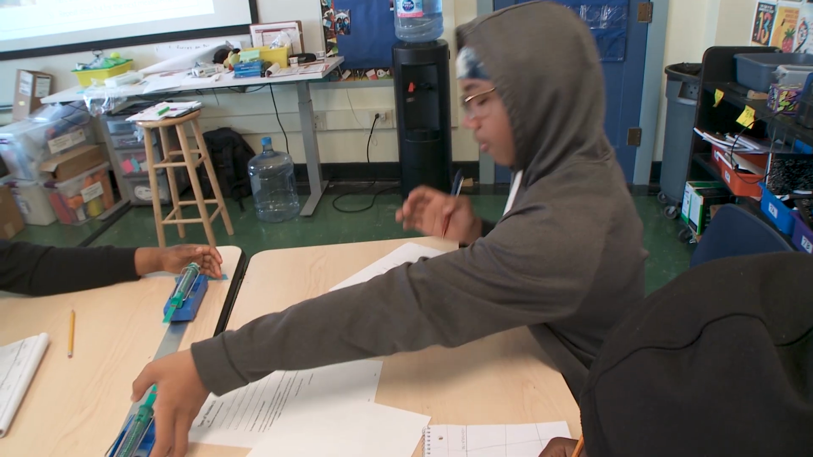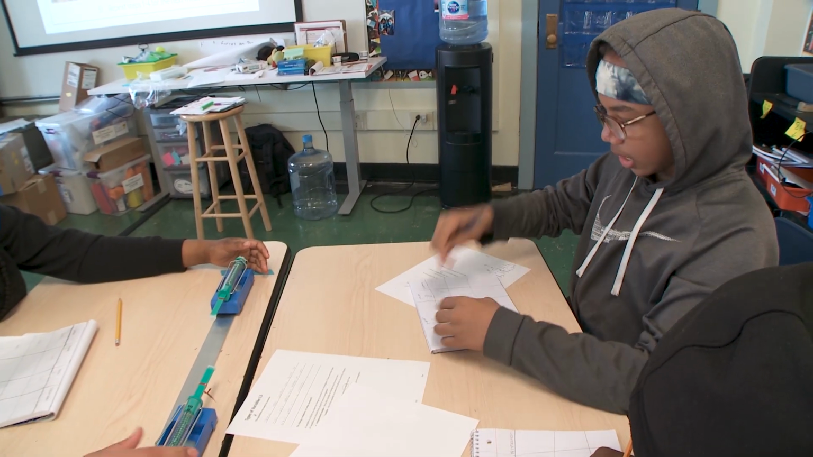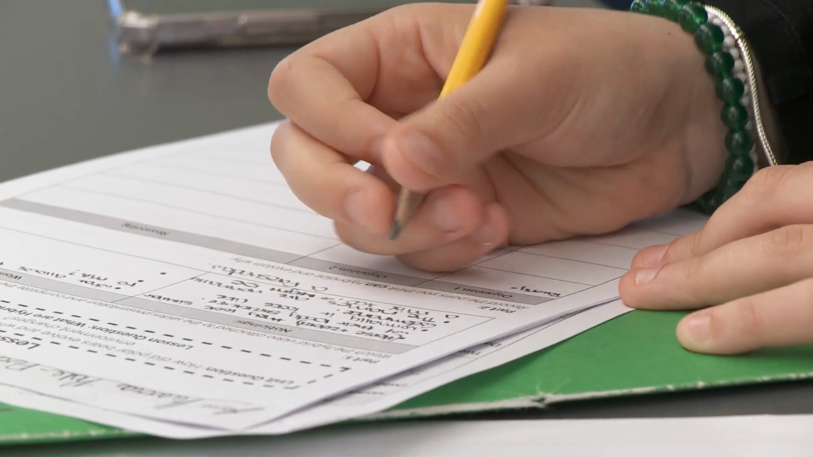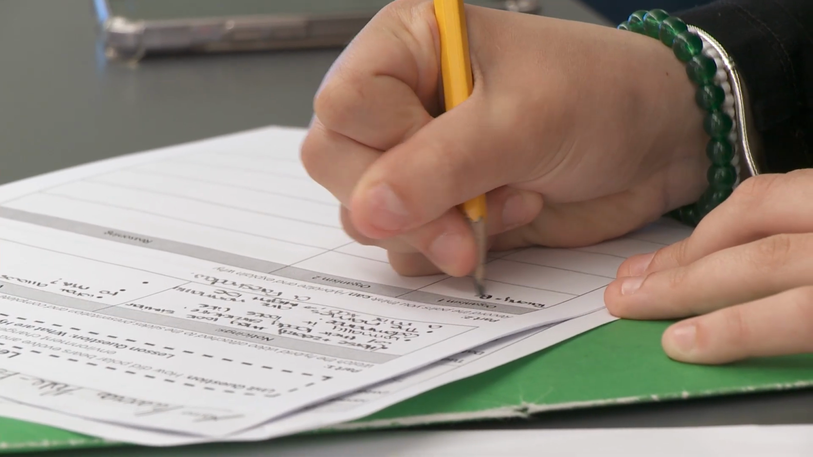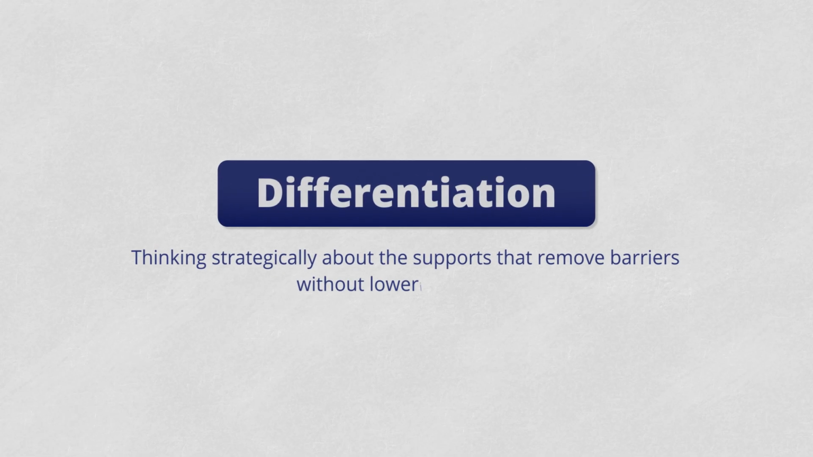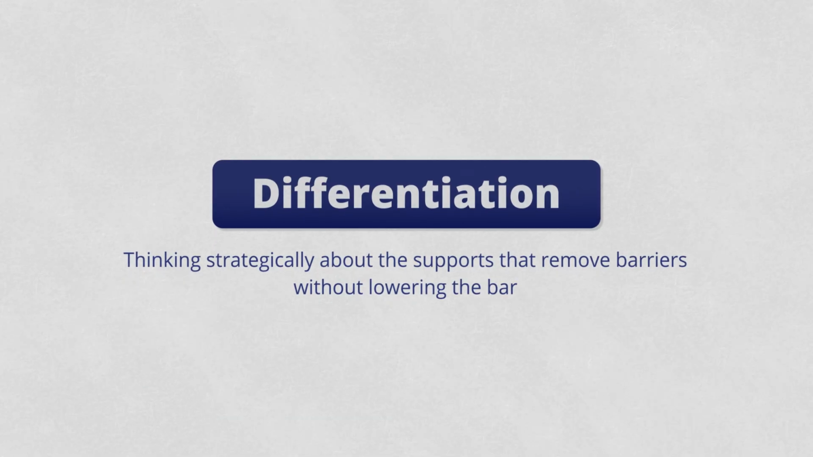OpenSciEd is quality but dense, and it feels like it would take me hours to differentiate for all of my diverse learners. The truth is, students have so much genius to share, but sometimes the way that we ask them to show it doesn't quite fit. Differentiation doesn't have to mean creating 20 different tasks. It means thinking strategically about the supports that remove barriers without lowering the bar.